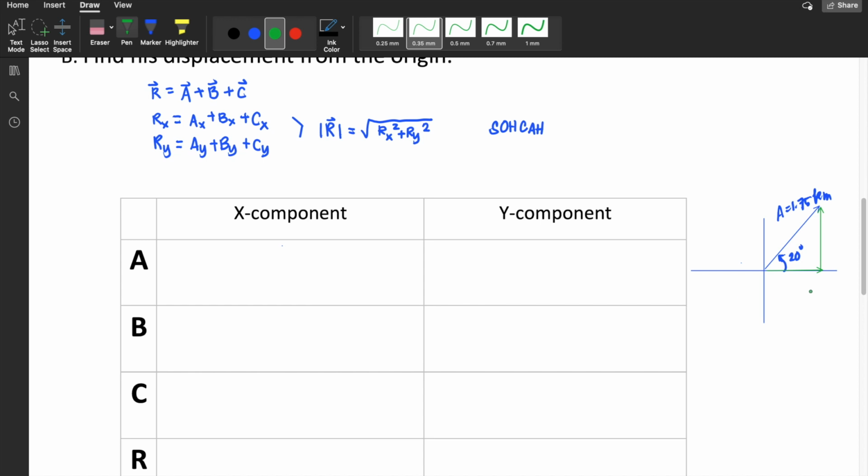Here, if this is the positive x-axis, this will be your ax, right? And if this is the positive y-axis, then this will be your ay. Notice your ax is on the adjacent side of angle 20, meaning it's adjacent to cosine. So you'll have here 1.75 kilometers cosine 20 degrees.